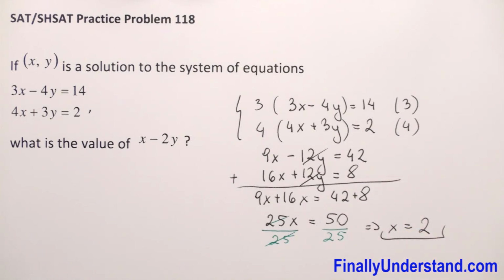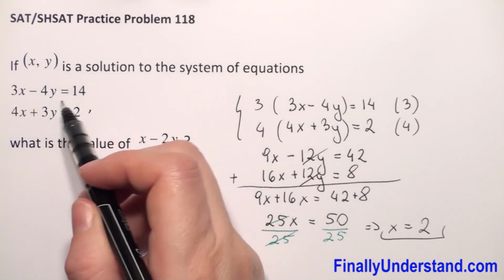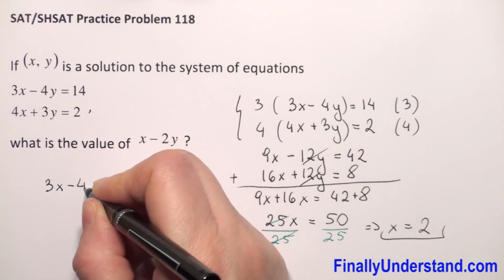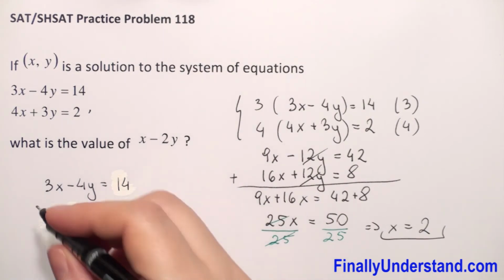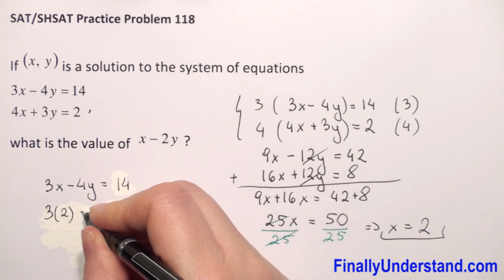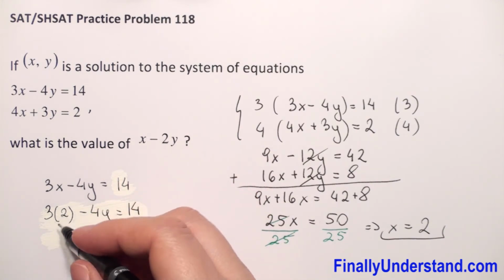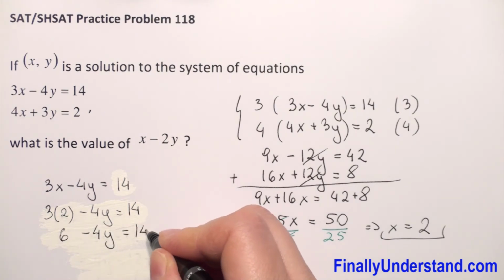We have x. So now we will choose one equation, it doesn't matter which, and we will find the value of y. Let's choose, for example, this equation: 3x minus 4y is equal to 14. Now I will substitute x by 2. So we have 3 times 2 minus 4y is equal to 14. 3 times 2 is 6, minus 4y is equal to 14.